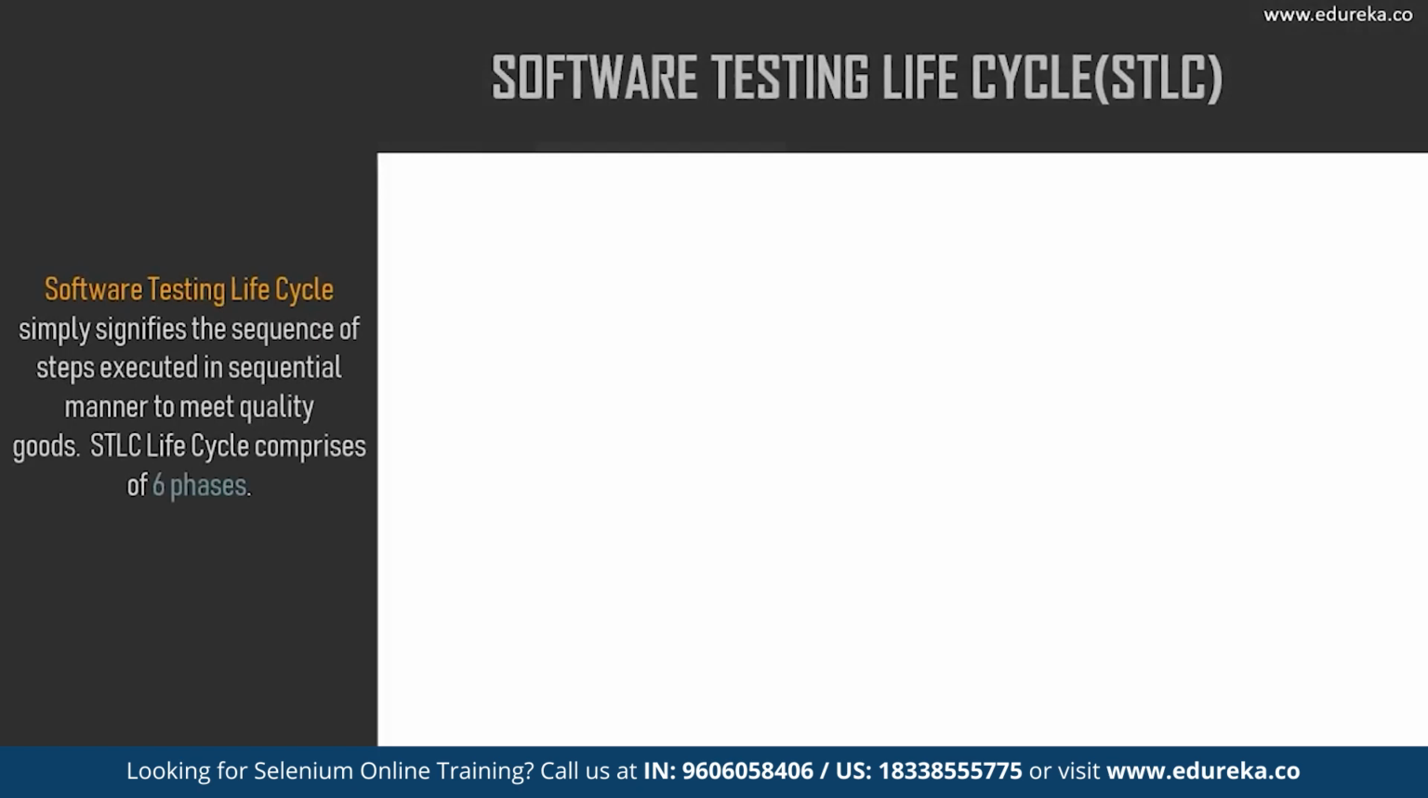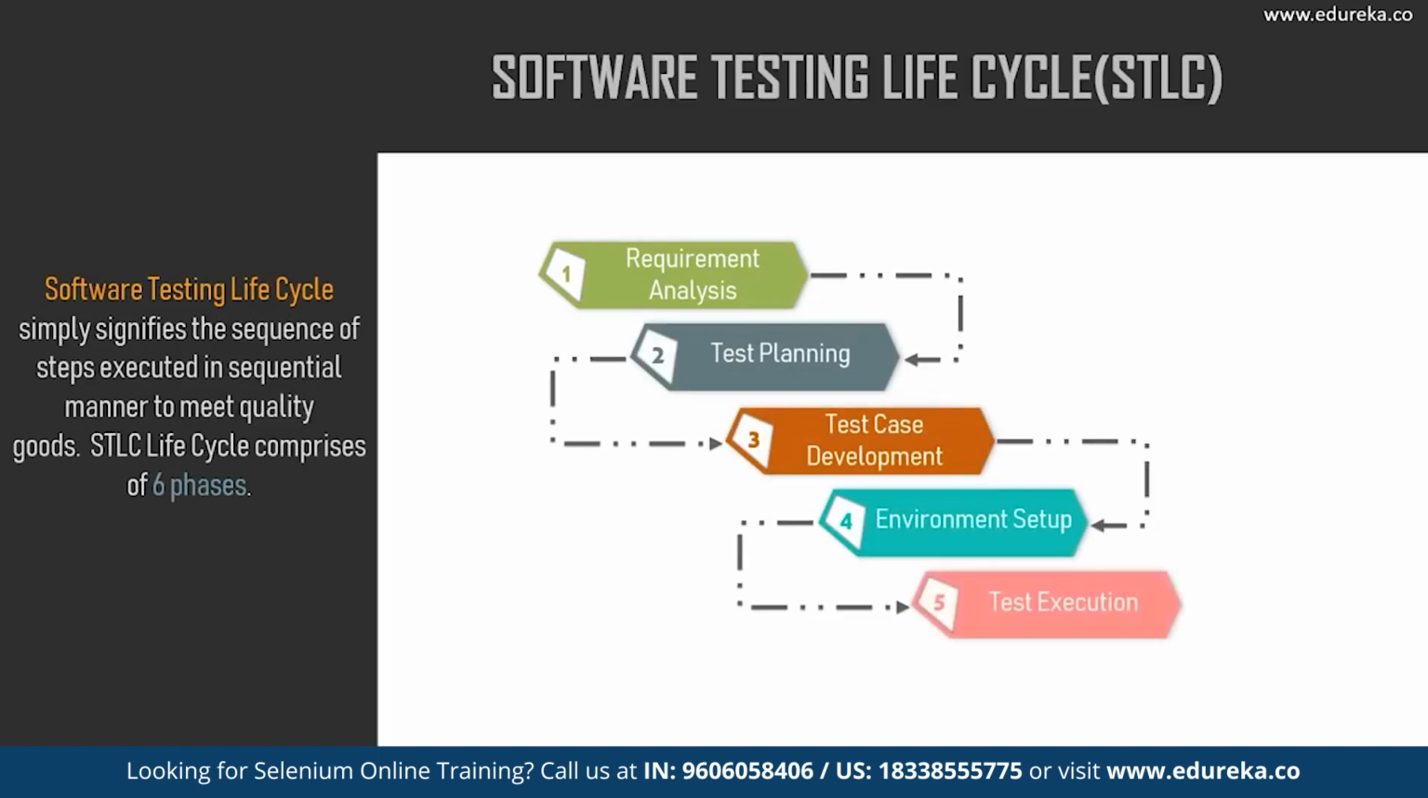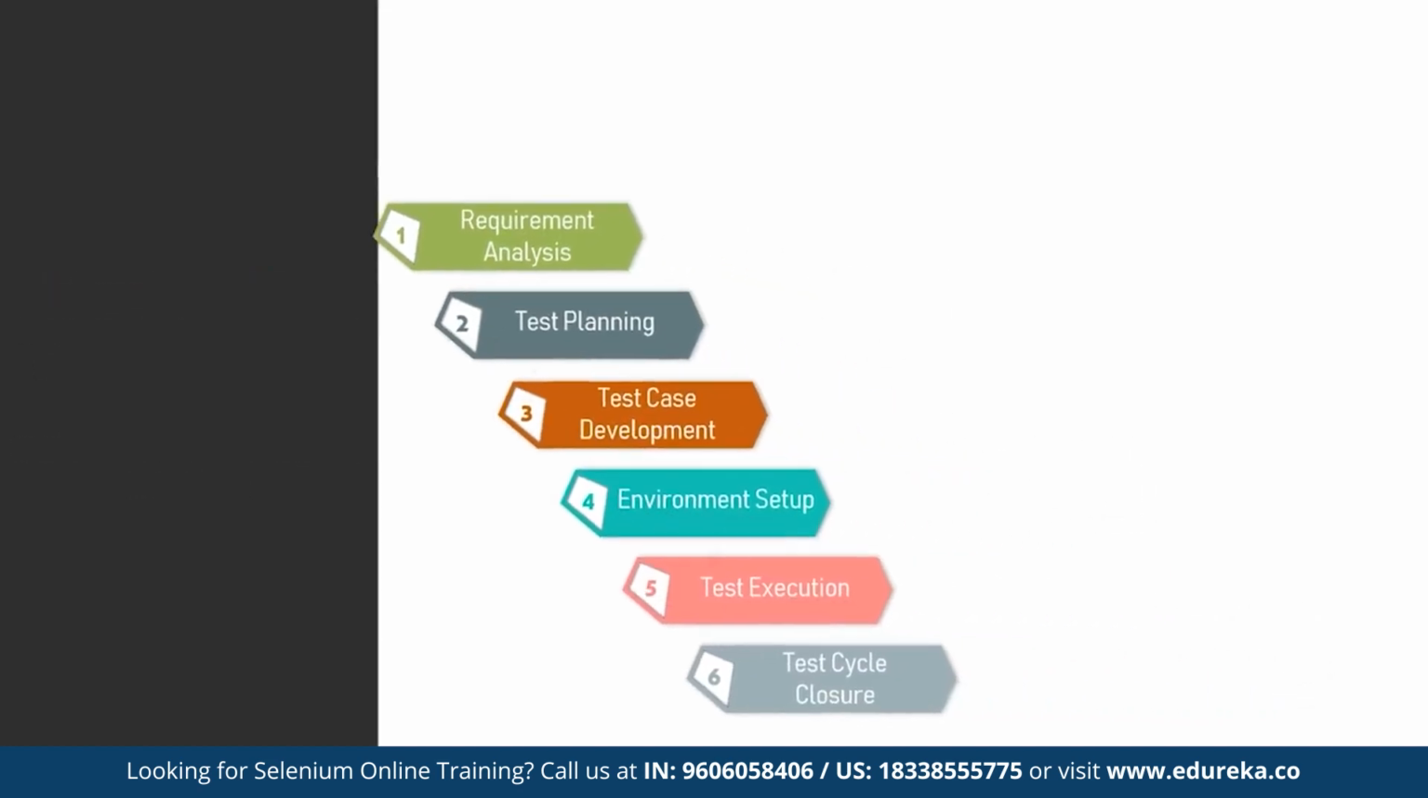Organizing a software testing process can be quite challenging. Just like how developing a software involves a sequence of steps, testing also involves steps that can be executed in a definite sequence. This manner of executing testing in a systematic and planned way is what we call a software testing lifecycle, or STLC. Basically, it comprises six phases, which include requirement analysis, test planning, test case development, environment setup, test execution, and test cycle closure. Well, I'm not going deep in here, but let's just discuss what each of these phases mean in software testing lifecycle.